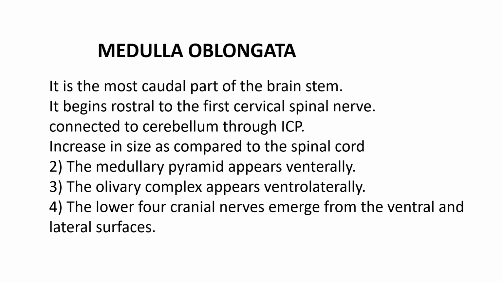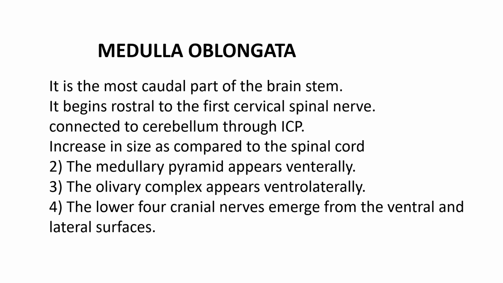So, when I look at the cervical segment of the spinal cord and the medulla oblongata, I can notice that the medulla is increased in size as compared to the spinal cord. What about the characteristic features of the medulla oblongata? The medullary pyramid appears ventrally. So I can see the pyramid of the medulla appear at the anterior aspect of the medulla oblongata. What others? The olivary complex appears ventrolaterally. The lower four cranial nerves emerge from the ventral and lateral sulci.